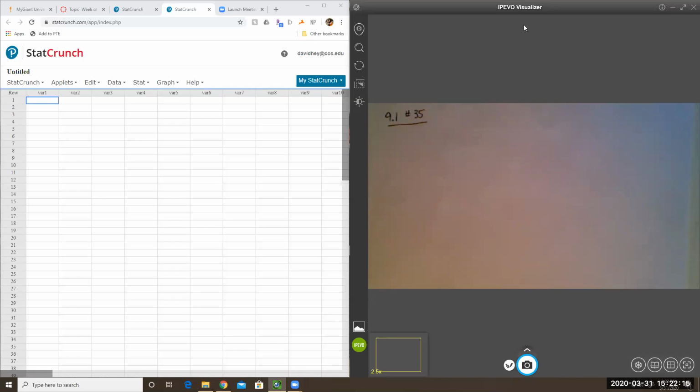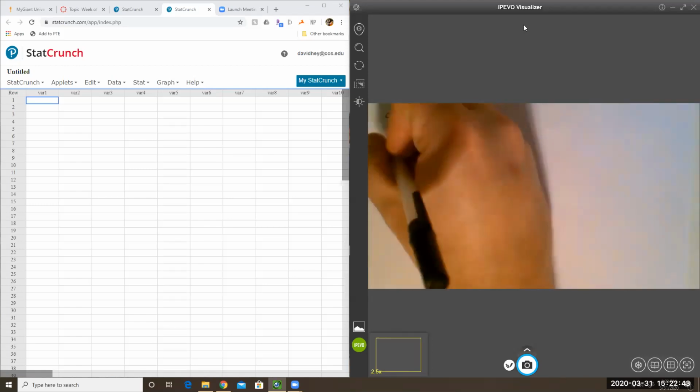Anyway, it says a researcher wishes to estimate the proportion of households that have broadband internet access. What size sample should be obtained if she wishes the estimate to be within 0.03 with 99% confidence? If, in part A, she's going to use some prior estimate, and in part B, she doesn't have a prior estimate.